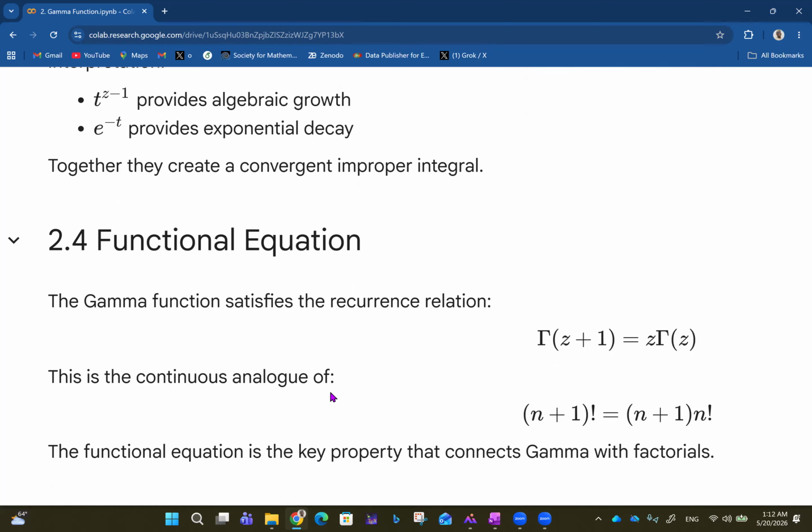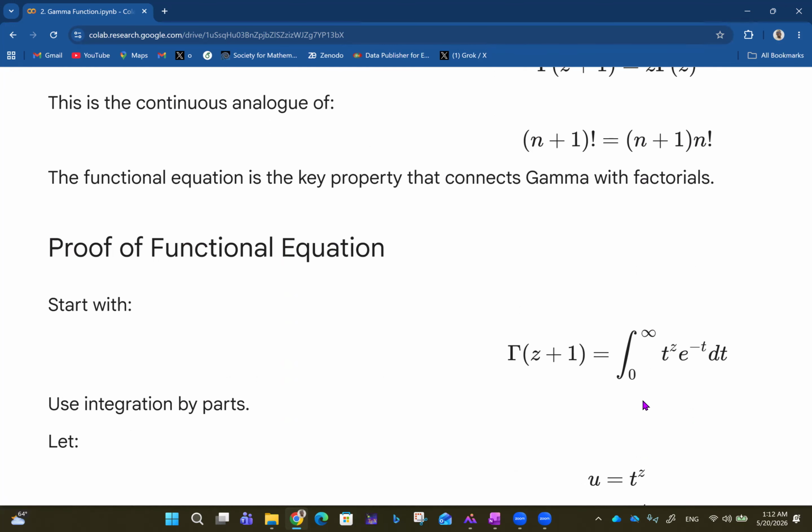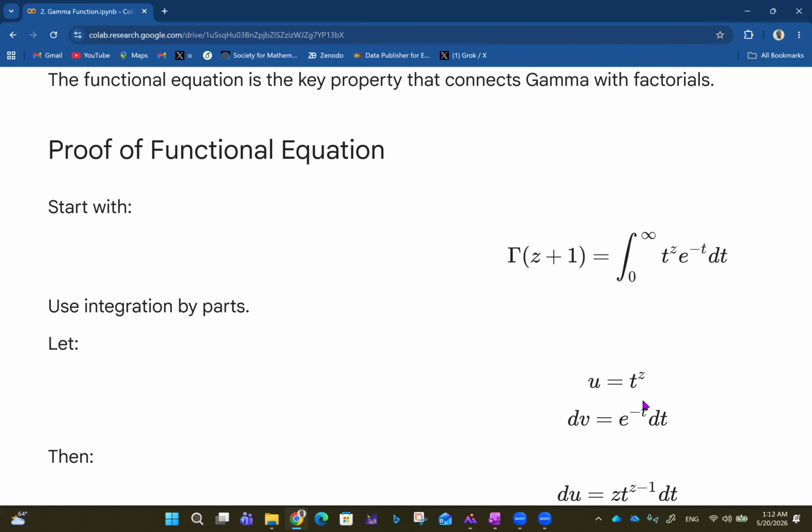This is the continuous analog of the fact that n plus 1 factorial is the same thing as n plus 1 times n factorial. So the functional equation is the key property that connects gamma with factorials. Now, the proof of the functional equation.